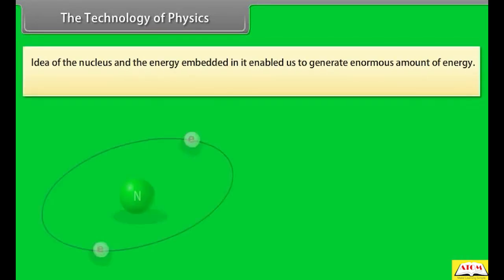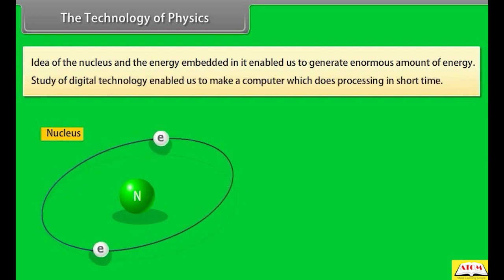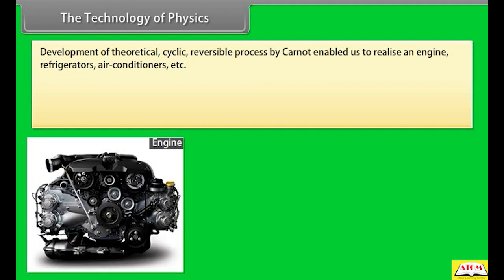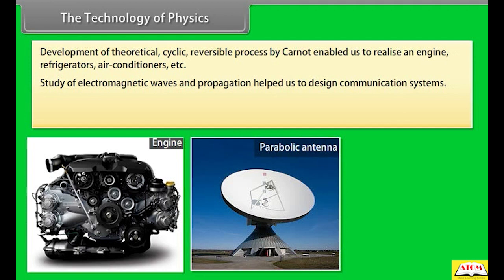The technology of physics. The idea of the nucleus and the energy embedded in it enabled us to generate an enormous amount of energy. Study of digital technology enabled us to make a computer which does processing in short time. Development of the theoretical cyclic reversible process by Carnot enabled us to realize engines, refrigerators, air conditioners, etc. Study of electromagnetic waves and propagation helped us to design communication systems.